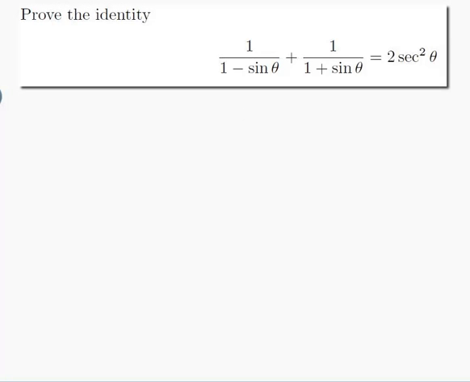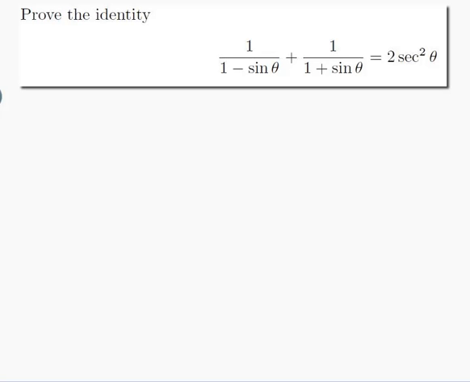The question is, prove the identity 1 over 1 minus sine theta plus 1 over 1 plus sine theta is equal to 2 sec squared theta. Okay, so I have to show the left-hand side is equal to the right-hand side. I can't just write the whole thing down with an equal sign and do my working that way, because I don't know they're equal yet.